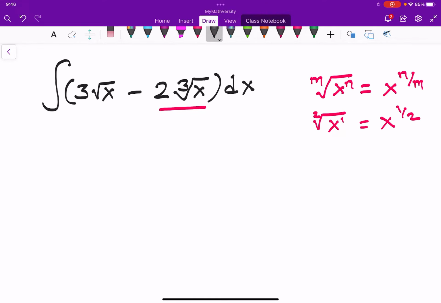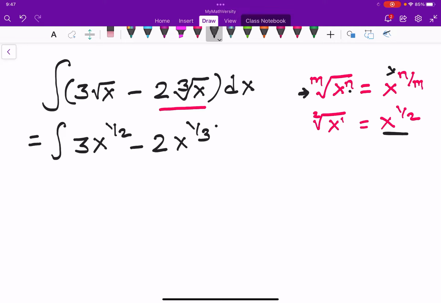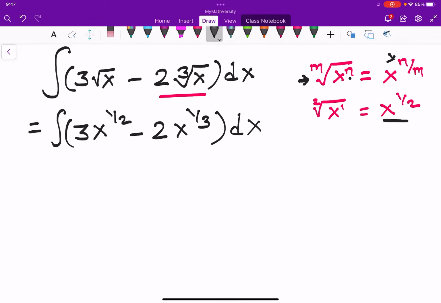By using this transformation from radicals to exponents, we can rewrite our problem. This is the integral sign, which means we are integrating, and on the first term we have 3 times x to the power 1/2, for the square root of x. On the second term we have minus 2 times cube root of x; here m is 3, n is 1, so 1/3, and then 2 times x to the power 1/3. So that's how we can convert the radical into the exponent. But so far we have not evaluated the integral. I'm just rewriting the problem into an alternative form. Now let's focus on finding the antiderivative.